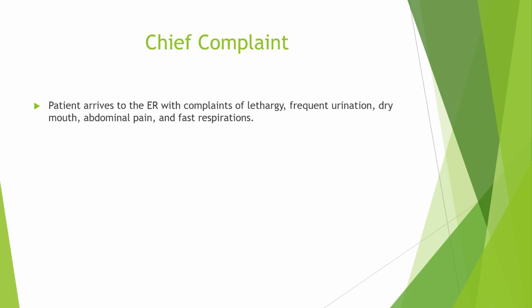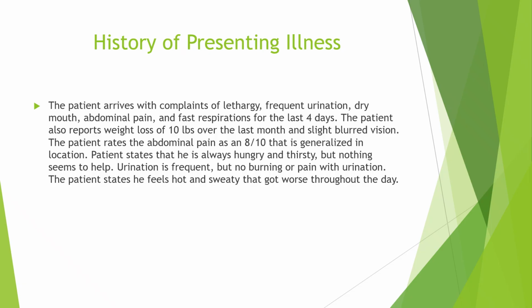The chief complaint, just to summarize the case study: patient arrives to the ER with complaints of lethargy, frequent urination, dry mouth, abdominal pain, and fast respirations. History of presenting illness: the patient arrives with complaints of lethargy, frequent urination, dry mouth, abdominal pain, and fast respirations for the last 4 days. The patient also reports a weight loss of 10 pounds over the last month and slight blurred vision. The patient rates the abdominal pain as an 8 out of 10 and it is generalized in location, meaning it is not in one quadrant versus another.